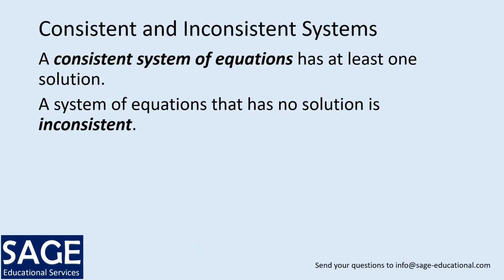Now let's take a look at two definitions here. When a system of equations has at least one solution, we say that's a consistent system of equations. And if a system of equations has no solution, then that system is called an inconsistent system of equations.